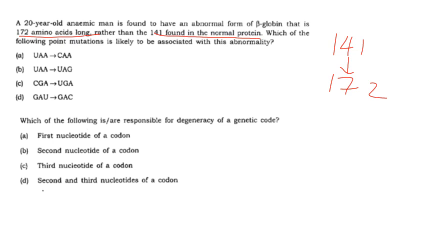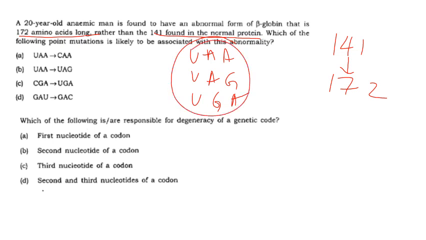So now that you know that there is a problem at the stopping of the synthesis, there must be a mutation at the stop codon. We know that there are 3 stop codons usually present in most cells. So there has to be a change in one of these to a coding amino acid for this abnormality to come up. Next question. Which of the following is responsible for degeneracy of the genetic code? This is a straightforward information question, and we've discussed this.